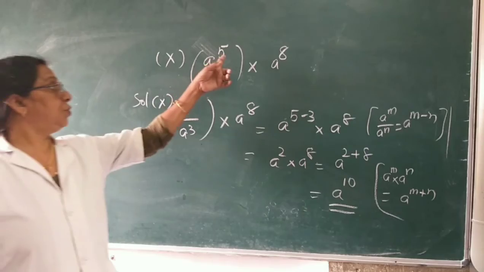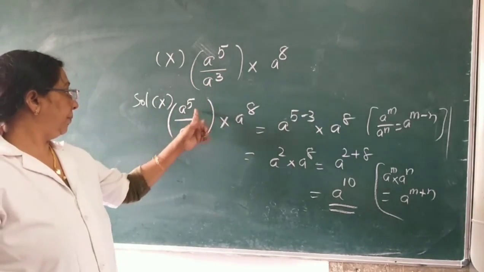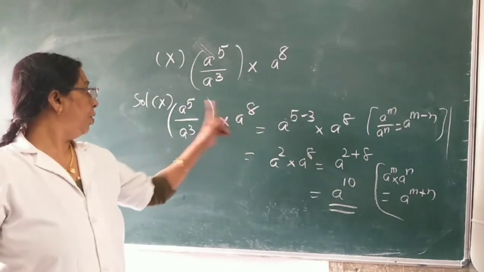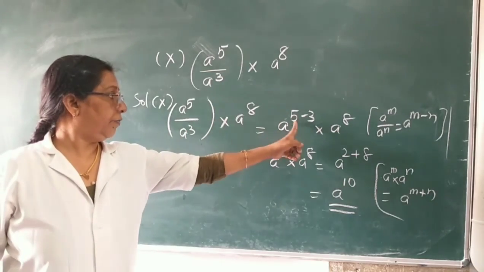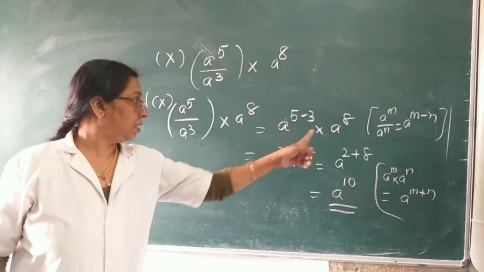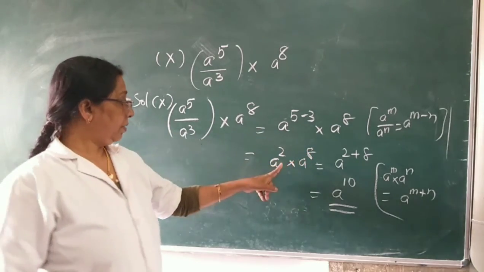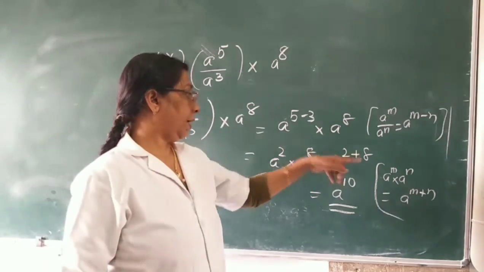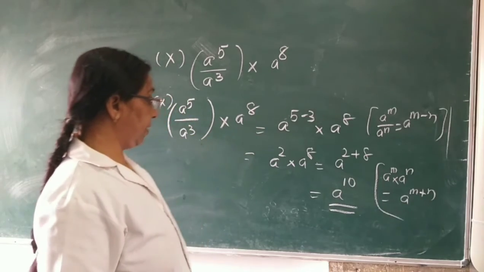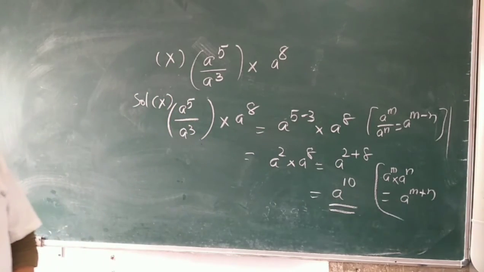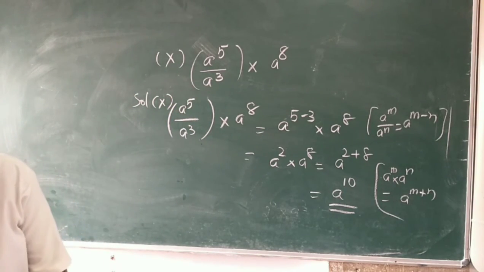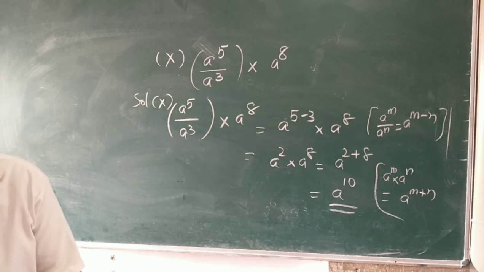Understood? A raised to 5 by a raised to 3 is a raised to 5 minus 3 into a raised to 8. So 5 minus 3 is 2. A raised to 2 into a raised to 8. Then a raised to 2 plus 8. Powers നമ്മൾ add ചെയ്യണം. That is a raised to 10 is the answer. Clear? മനസ്സിലായോ? Okay.